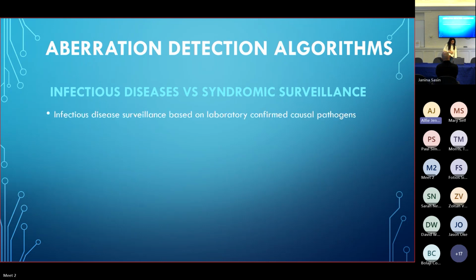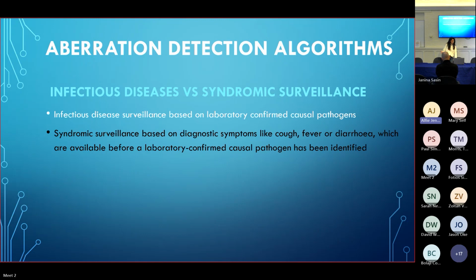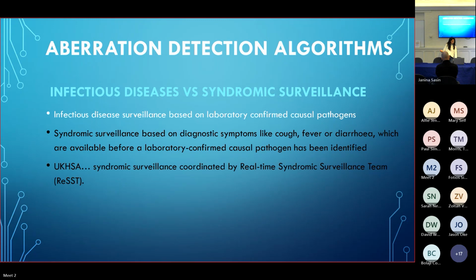And infectious disease surveillance, like I said, is laboratory based, on laboratory confirmed pathogens, but syndromic surveillance is based on symptoms. And the UK Health Security Agency, using the real-time syndromic surveillance team, monitor these syndromes. And the data comes from five or six different systems.